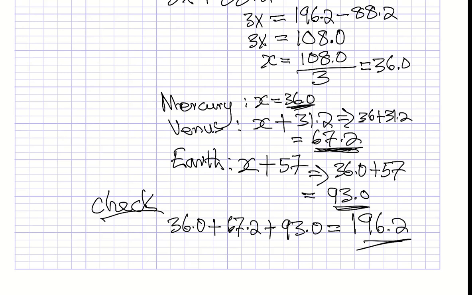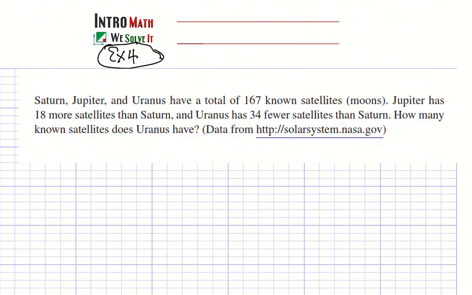That problem is bye-bye. All right, here is the next example. Example number 4. It says that Saturn, Jupiter, and Uranus have a total of 167 known satellites. The satellites are called moons, right?